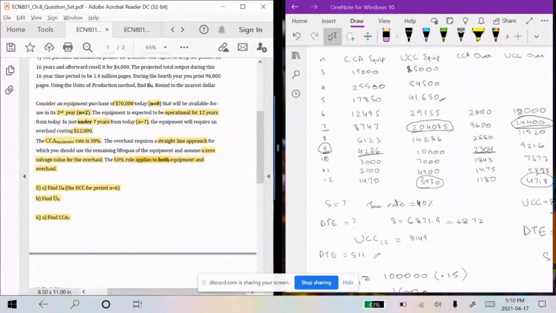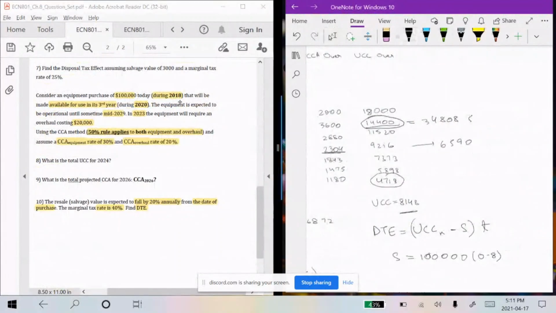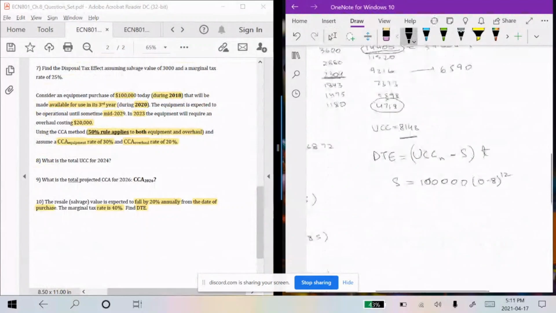They said the equipment will be available for use in its second year. I think that's the wrong question. Right, yeah, sorry, my bad. In the third year. So we're missing 2 years before that when we purchased it in 2018. Instead of 10 periods, it's going to be 12 periods. So the final salvage value is going to be 100,000 times 0.8 raised to the power 12. So you get 6,871.9, or you can just write 6872.